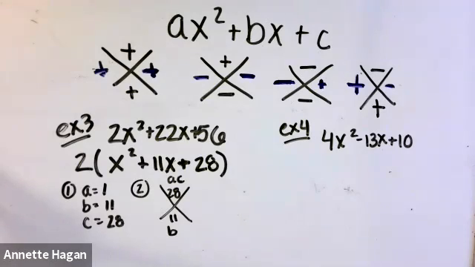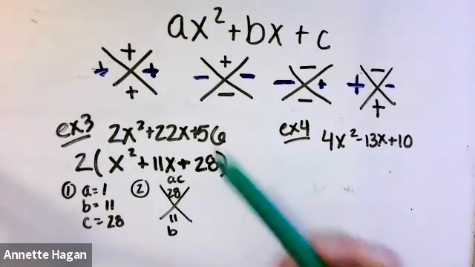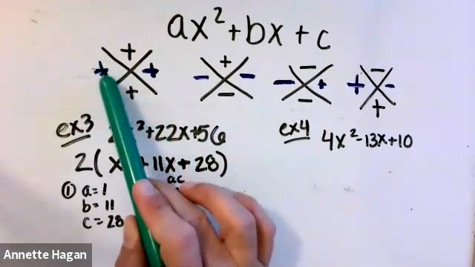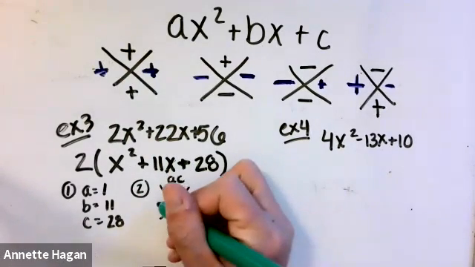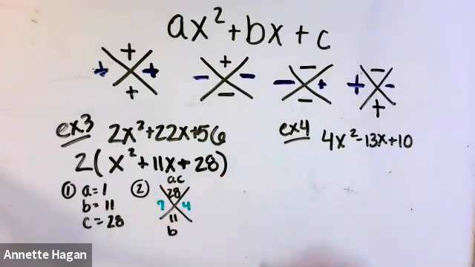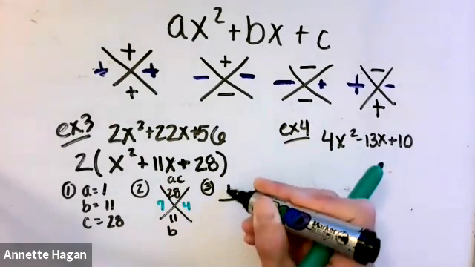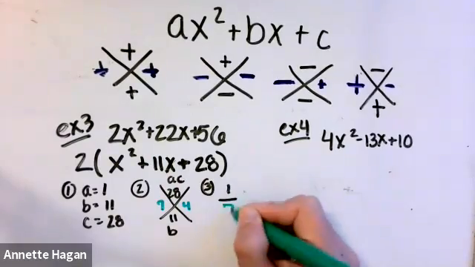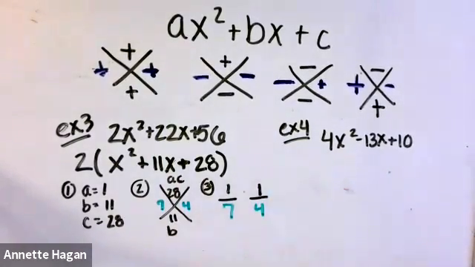All right. So now what we're doing is looking for factors of 28 that give me 11, okay? So they're both positive, so we're looking for 2 positive factors. So factors of 28 that give me 11 are 7 and 4. And now we're going to make our fractions. So our fractions in this case are going to be 1 divided by 7 and 1 over 4. And we're going to write our answer now.